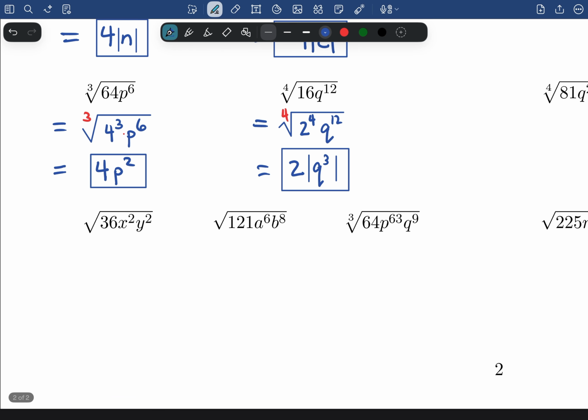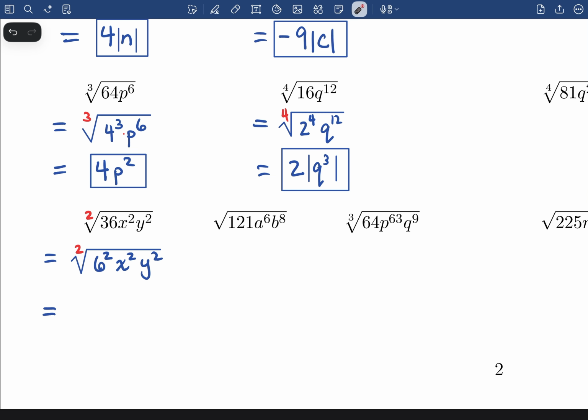All right, let's increase the complexity slightly. And now instead of one single variable, we're going to put 2 variables in there. But you're going to see it's all the same. So I see the square root of 36x squared y squared. And I'm going to rewrite that so you guys can see that this is the square root of 6 squared, right? Because 36 is the perfect square of 6. It's 6 squared. And then I have that x squared and y squared like this. Great. And so now I'm going to simplify 6 squared.